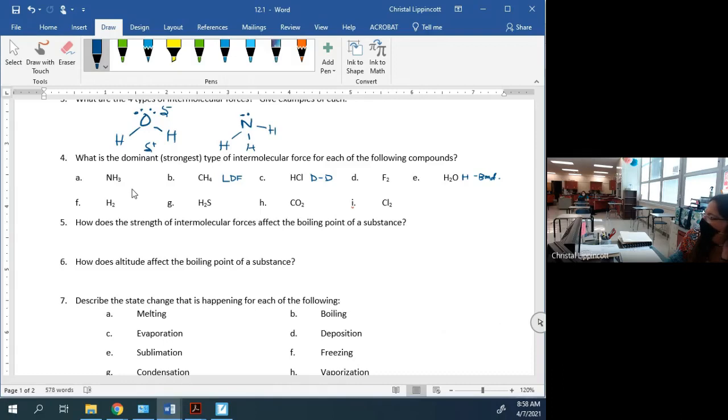Is there a hydrogen bonded to fluorine, oxygen, or nitrogen? If yes, then we keep going. Does that nitrogen, fluorine, or oxygen have a lone pair of electrons? Yes, so that means that this has hydrogen bonding.